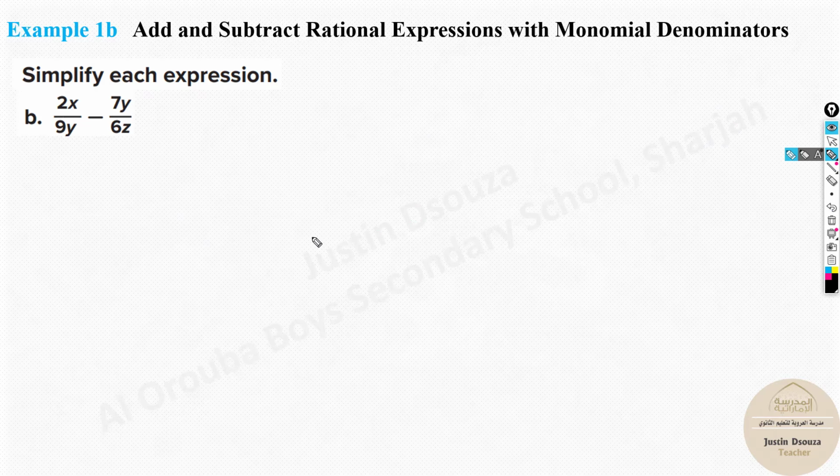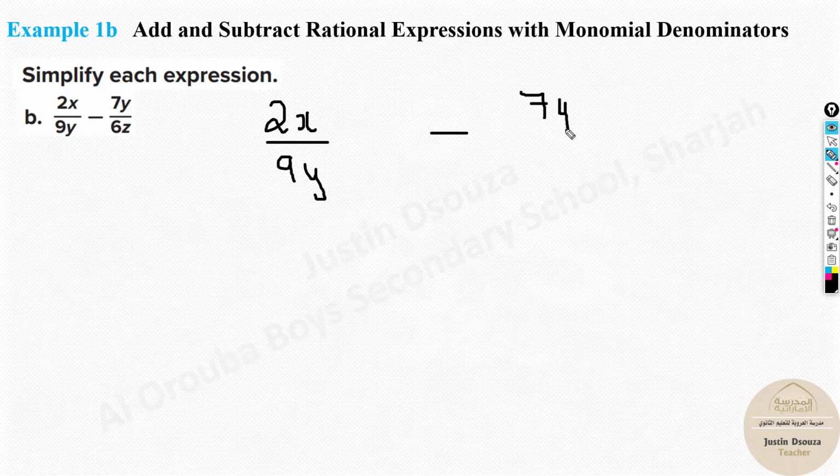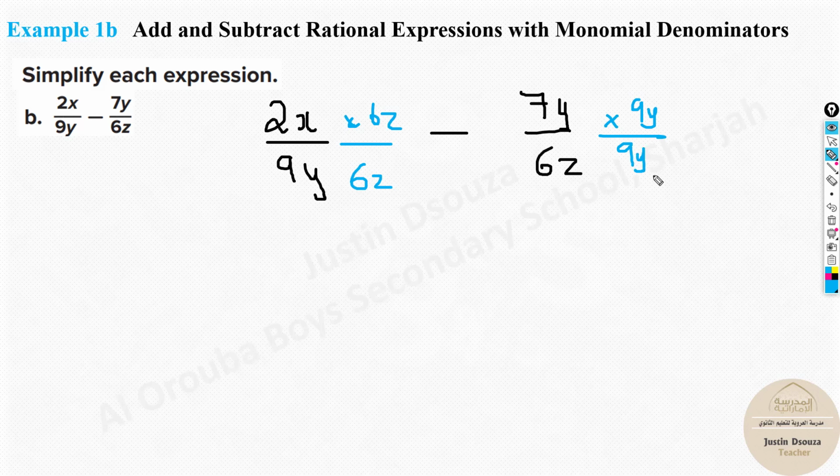Now you can try pausing the video and solving it by yourselves. Okay, now what do you do here? I'll directly write it: 2x divided by 9y minus 7y by 6z. Both will be multiplied by the denominators from the other terms. See over here, 6z is multiplied here, and this is 9y, up and down, 9y. And now what do we get? We will get the same denominators. Let's solve it up. We will get 9 times 6, it is 54.